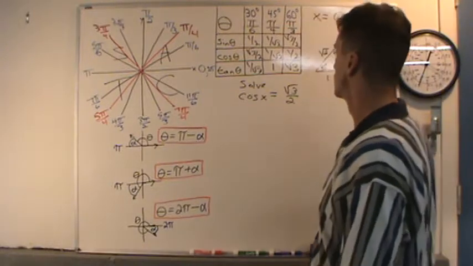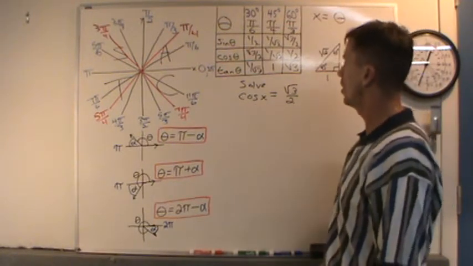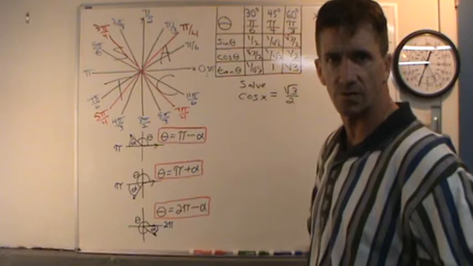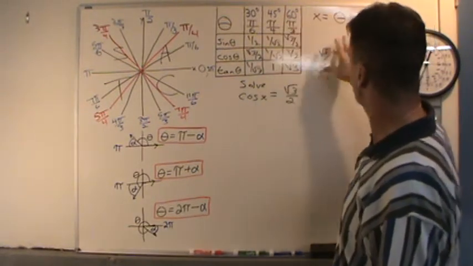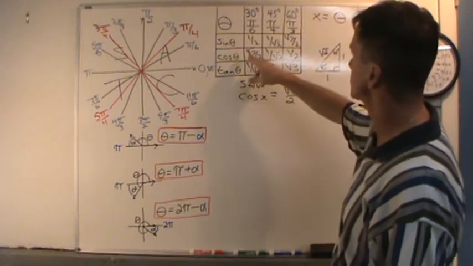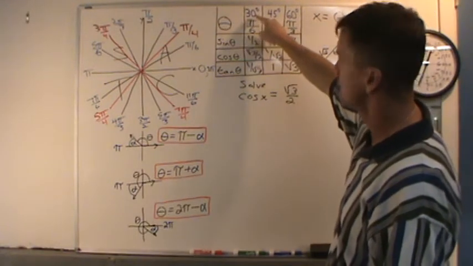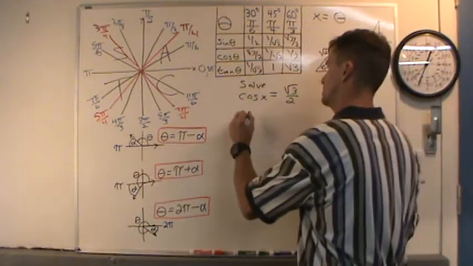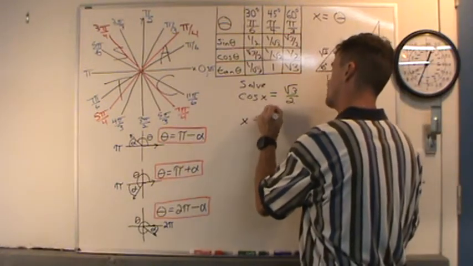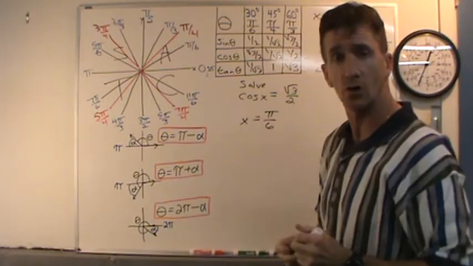Alright. So to start with, we need to find all solutions to cosine of x equal to square root of 3 over 2. Well, let's start out by finding one solution. We look in this table we just filled out, and when's cosine taken on square root of 3 over 2? 30 degrees, pi over 6. And we'll write all these answers in radians. Here's one solution: x equal to pi over 6. We need to find all solutions though.